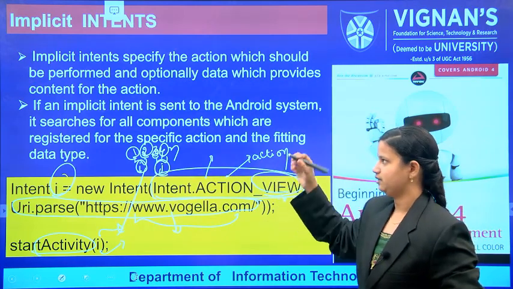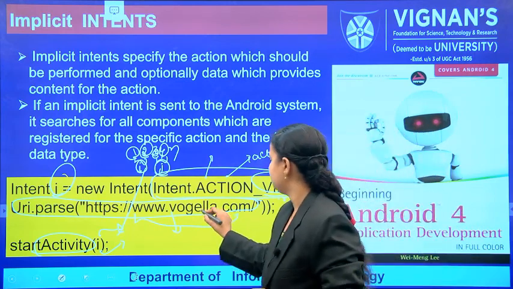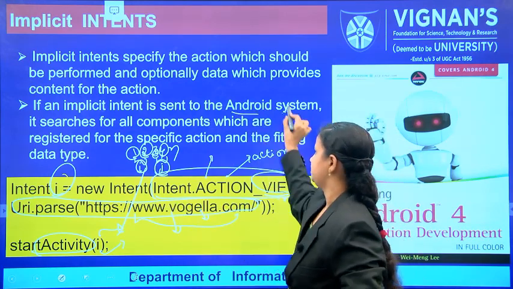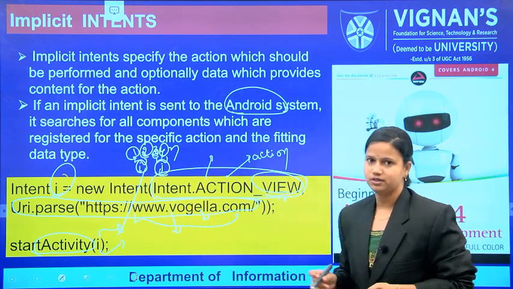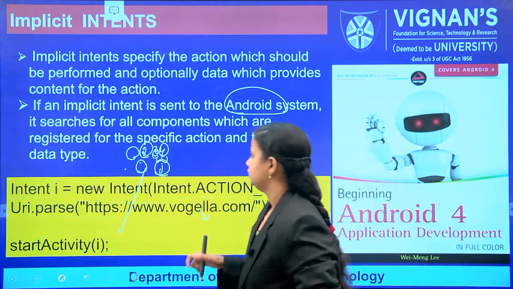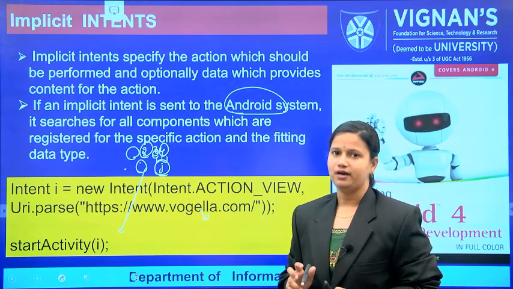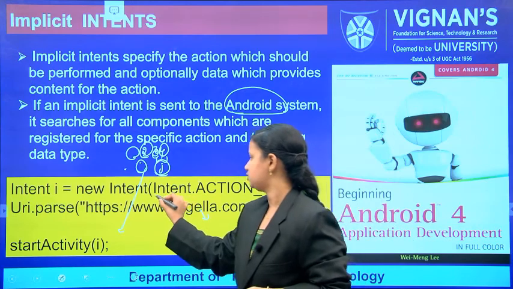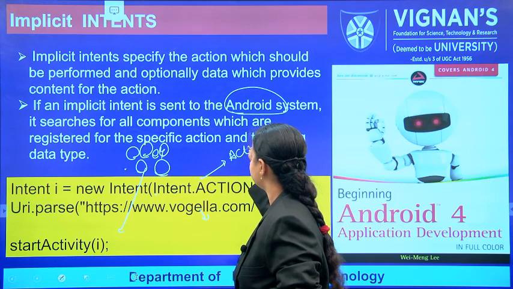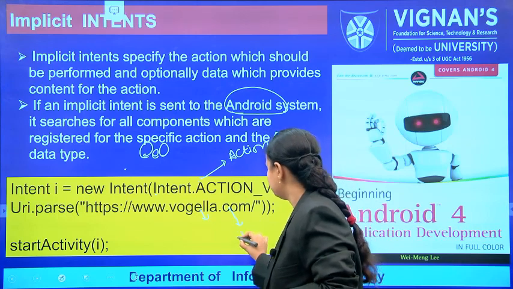When you are seeing the second point, with an implicit intent, the information, that means the data, is sent to the Android system, and it will search the components regarding this website. So, the implicit intents will contain two parameters, or two values we have to pass. The first thing is the action, and the second thing is the data or the content.